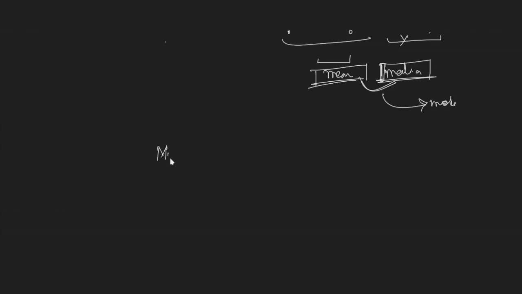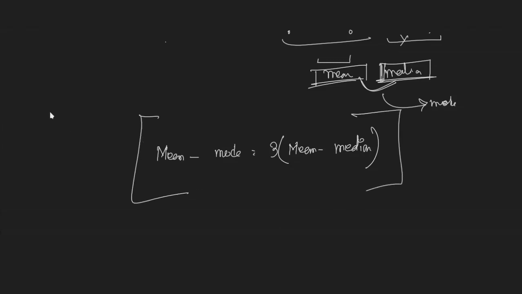mean minus mode is 3 times of mean minus median, right? So this is the relationship between your arithmetic mean, median and mode. Okay, so that is another point.